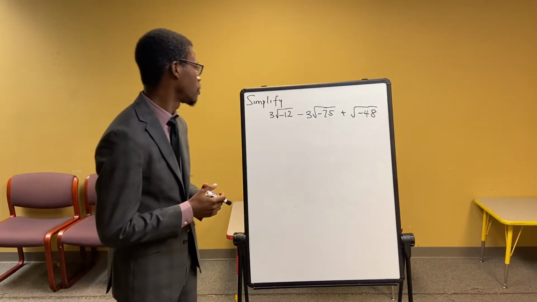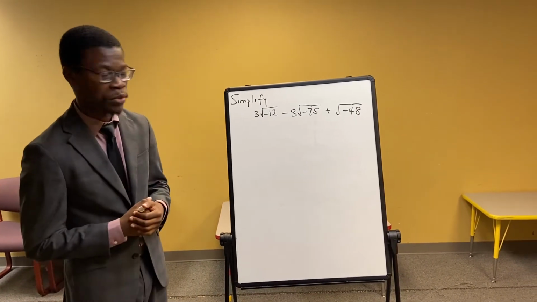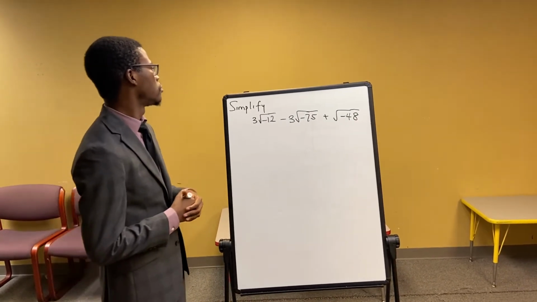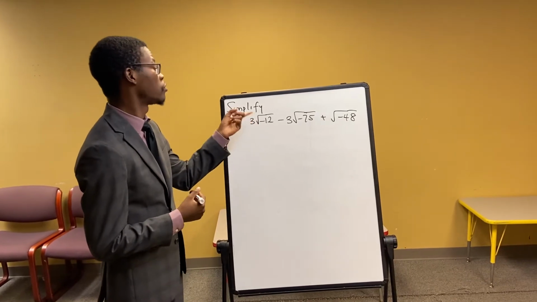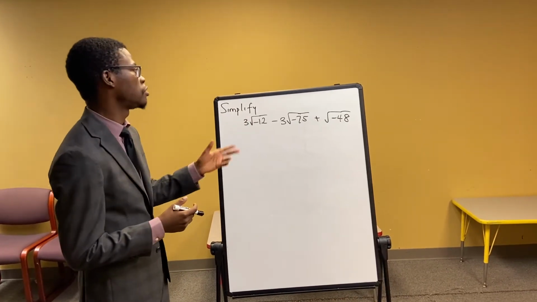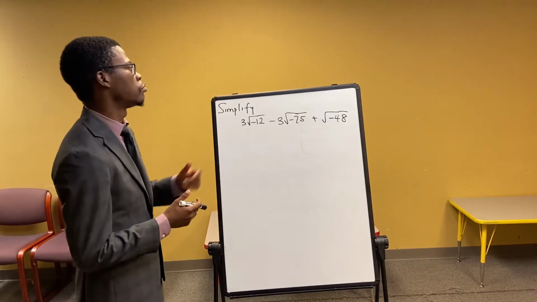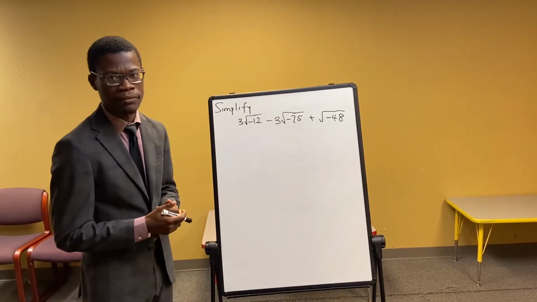And today's question, we are to simplify the following expression. 3 square root of minus 12 minus 3 square root of minus 75 plus square root of minus 48.